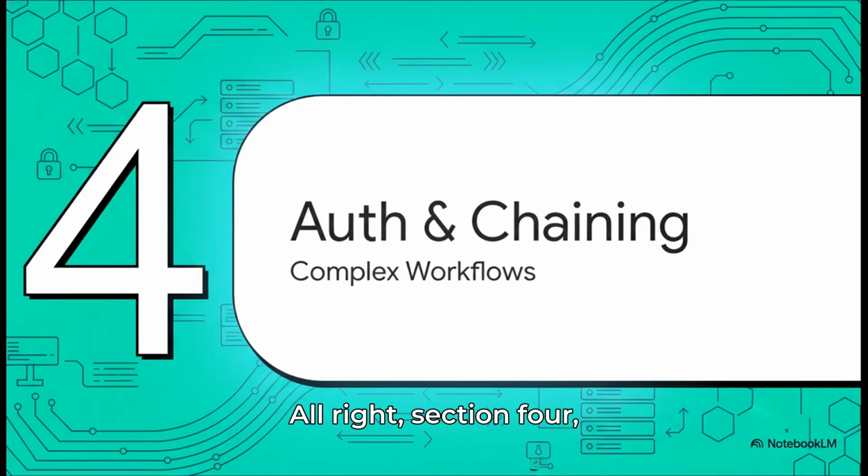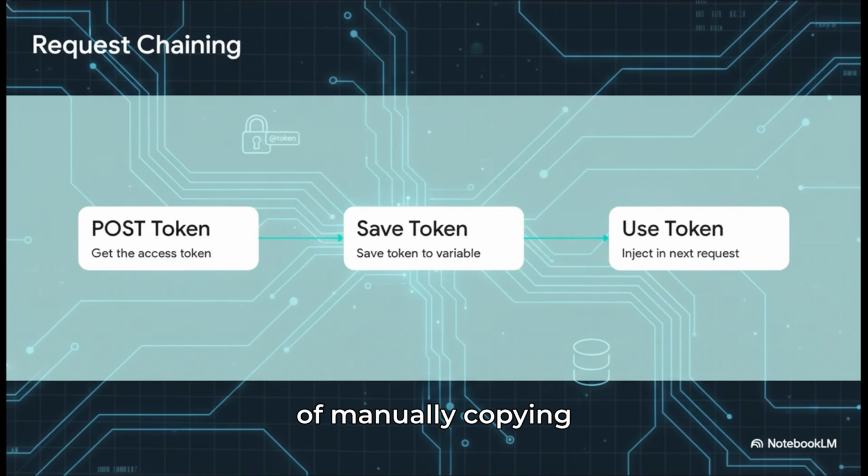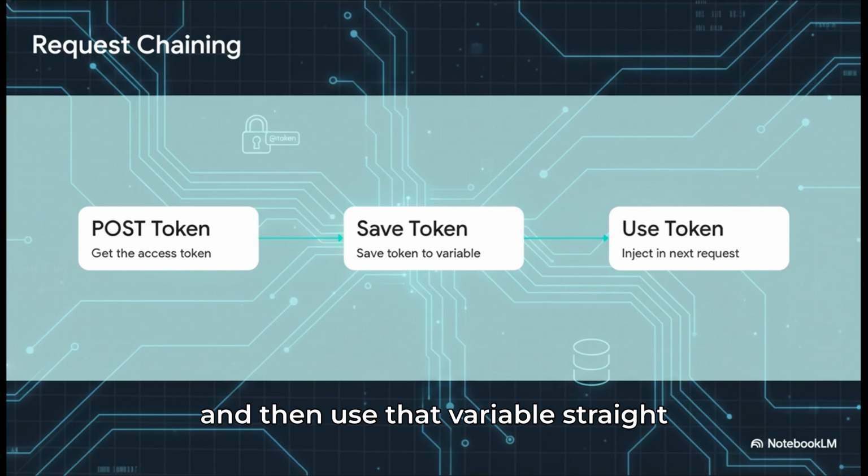All right, section 4, auth headers and chaining, building complex workflows. We all know the pain of manually copying and pasting expiring tokens, right? Well, with this tool, you can actually dynamically capture an authorization token from a login response and instantly inject it right into your next request. You just execute your post request to log in, save that response to a variable like @token, and then use that variable straight in your authorization bearer header right below it. It is a massive time saver. Seriously, no more double-clicking those massive alphanumeric strings, copying and pasting every single time a token expires.